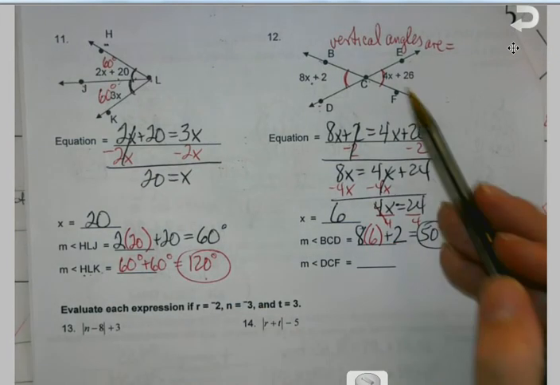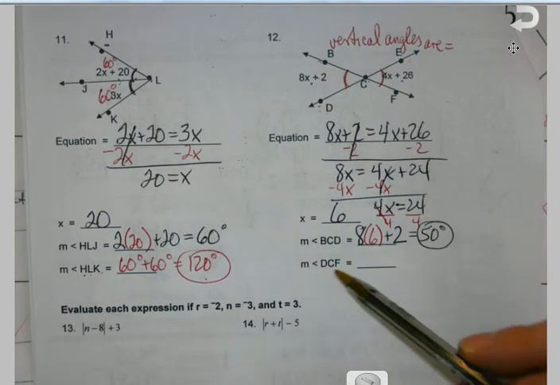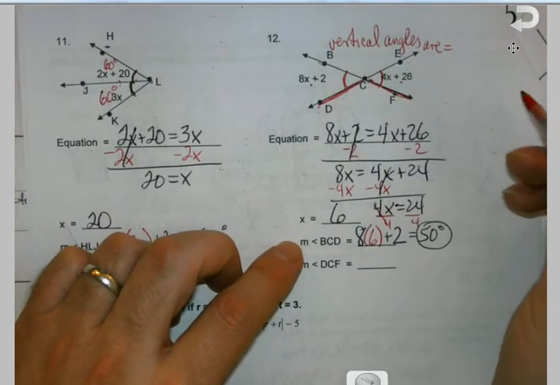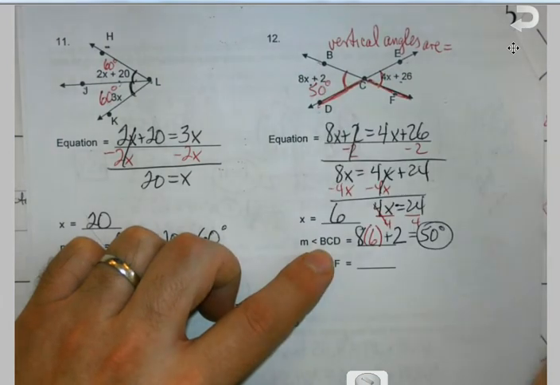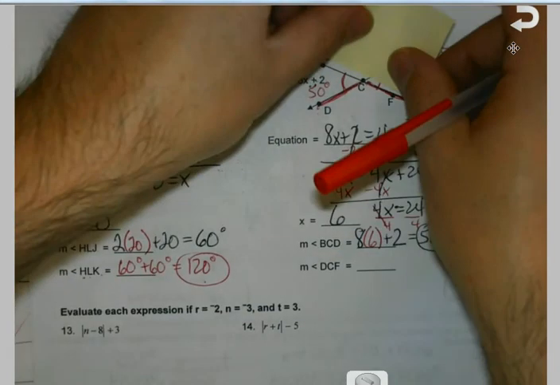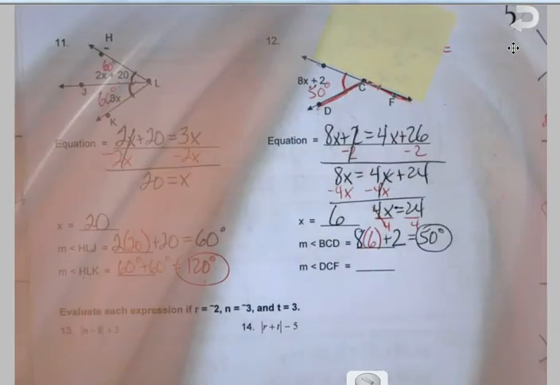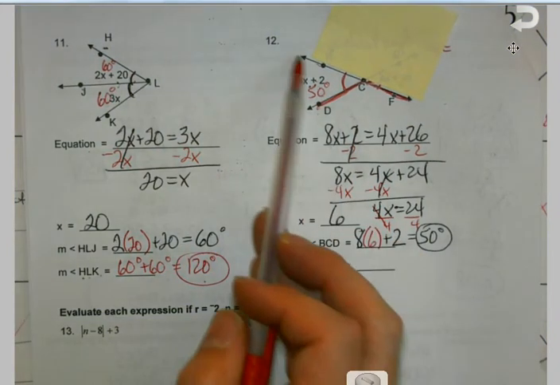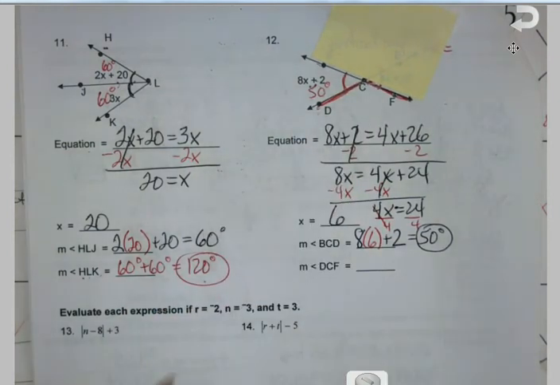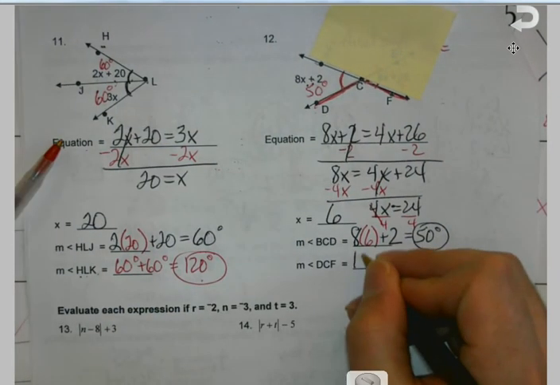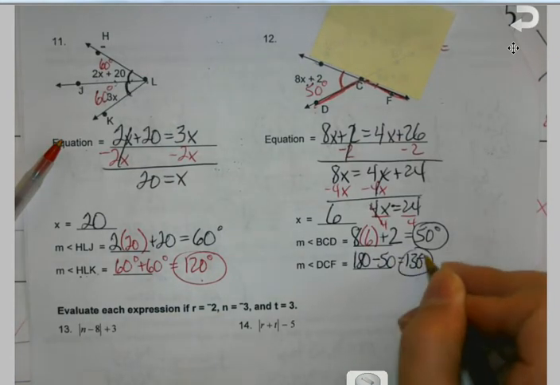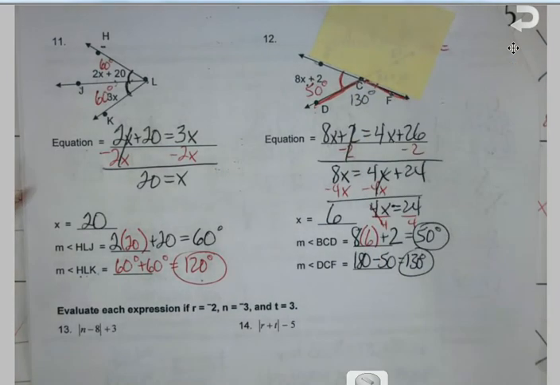So 8 times 6 is 48, plus 2 is 50. But again, don't get sucked into thinking the other one's automatically this one. DCF, you're like, wait a minute, DCF, that's this one. What's up with that? Well, I know this one's 50. If I were to just look at these two angles, looks like they make a straight line. How many degrees are a straight angle or a straight line? Yeah. So I'm going to do 180 minus the 50, and that's going to tell me what this one is going to equal, 130.